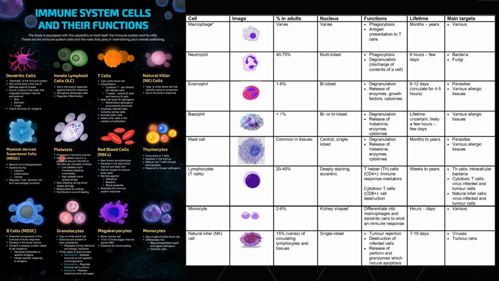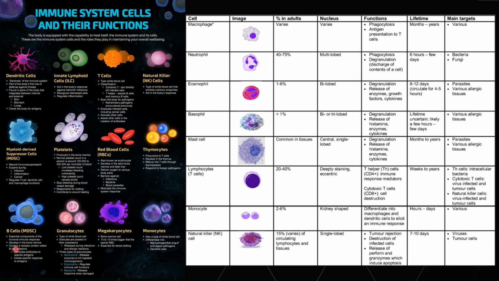Then we have platelets. Platelets are produced in the body, in the bone marrow. The normal platelet count in a person is around 1,50,000 to 4,50,000 per microliter of blood. A low platelet count increases bleeding vulnerability. A high platelet count causes stroke. They generally stop bleeding during blood vessel damage. They are responsible for blood clotting, and they contribute to wound healing.